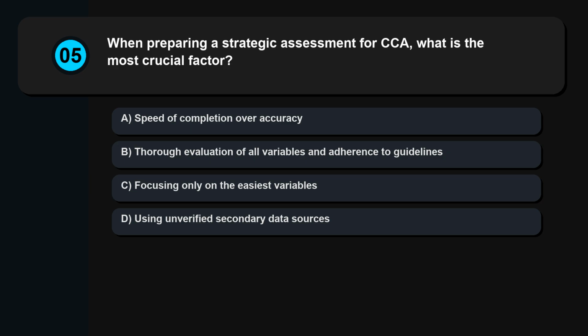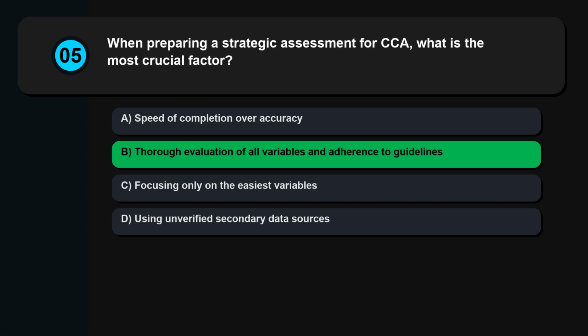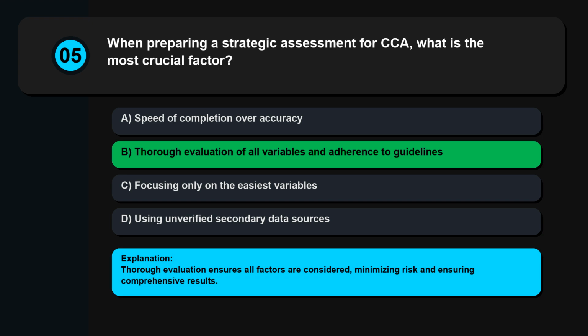Question 5. When preparing a strategic assessment for CCA, what is the most crucial factor? Speed of completion over accuracy, thorough evaluation of all variables and adherence to guidelines, focusing only on the easiest variables, using unverified secondary data sources. Thorough evaluation ensures all factors are considered, minimizing risk and ensuring comprehensive results.